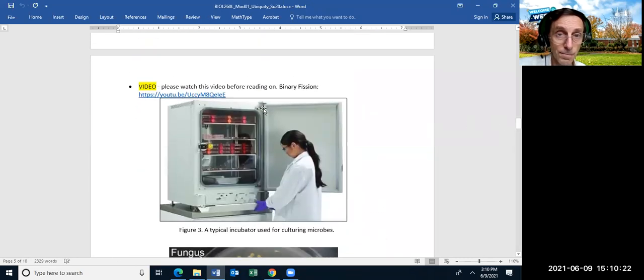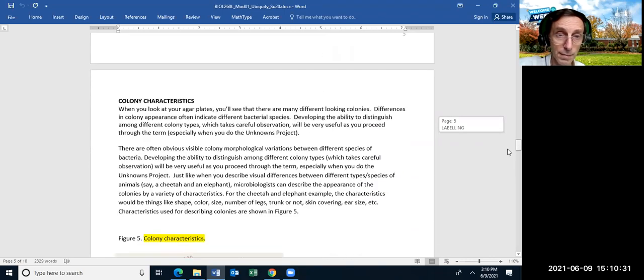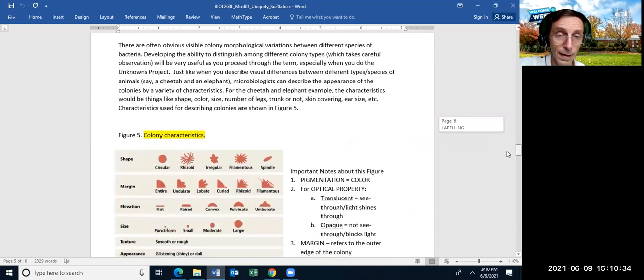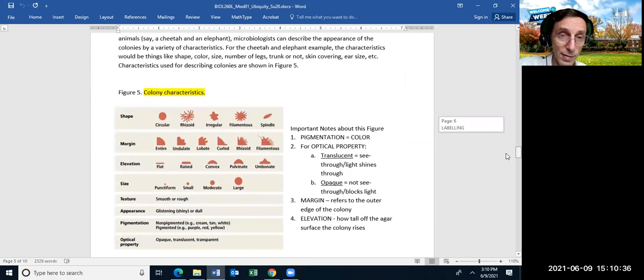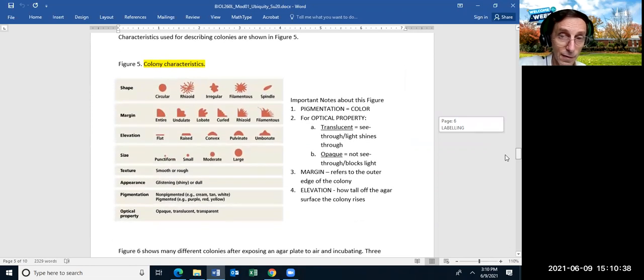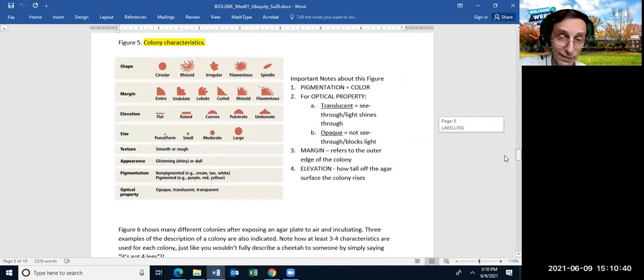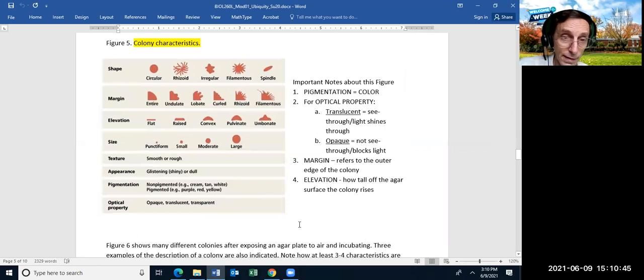There's a video on watching bacterial cells grow by binary fission. Please watch that when you're going through the lab. And you need to know about colony characteristics. You'll be pleased to know if I ask you a question on a quiz or exam about colony characteristics, I will provide this chart. But you do need to know how to use the chart.